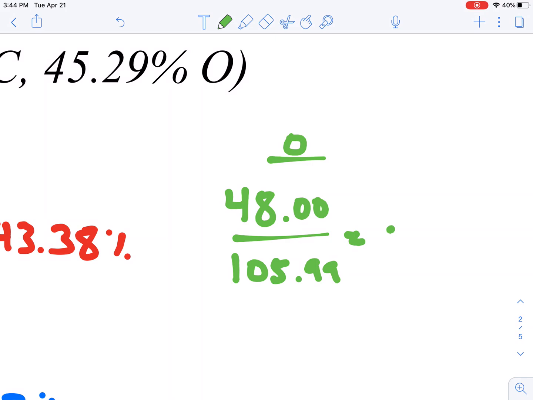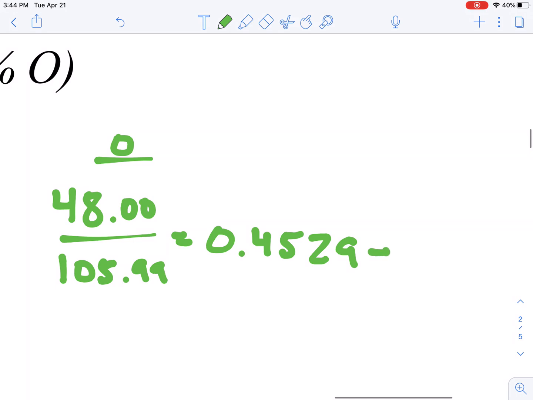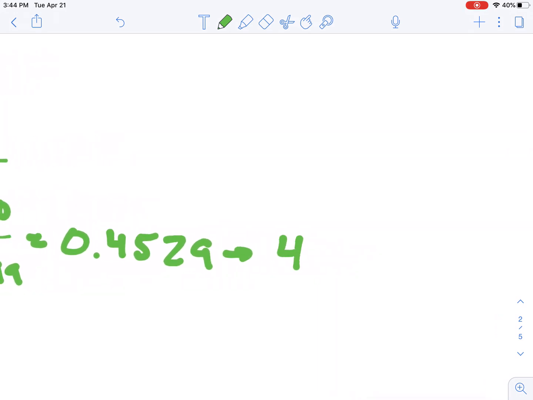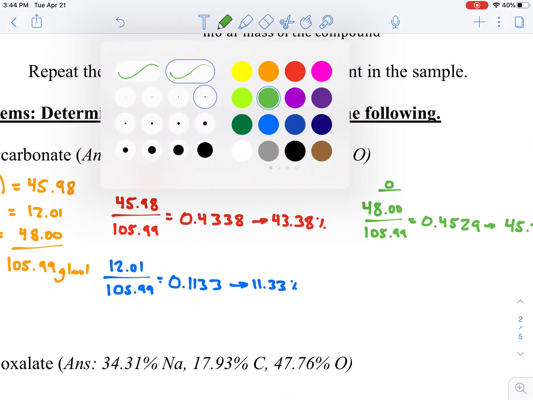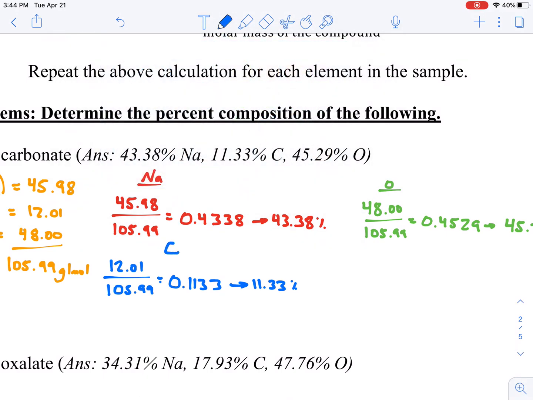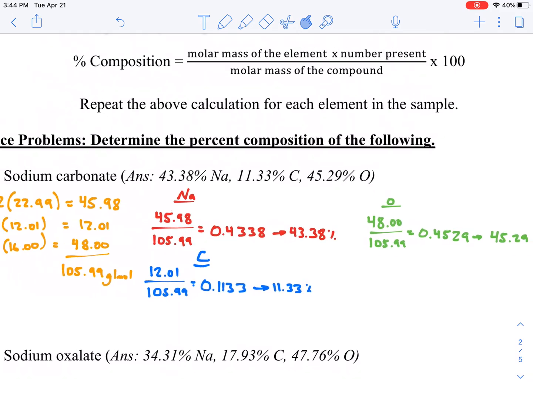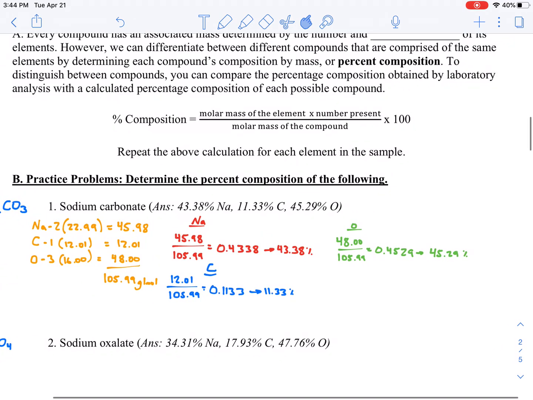And when we do that math, we will get 0.4529, which becomes 45.29%. So at the end of the day, we've looked at all of these different elements. I should have written carbon down here as well, so this blue one is carbon. And those different elements contribute to the overall mass of this sodium carbonate, right? And as they contribute to the overall mass of the sodium carbonate, we can take the mass of each individual piece, and then we can divide by the total. And when we do that, we get the percentage of each individual element.